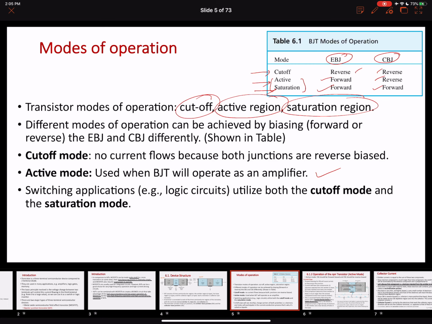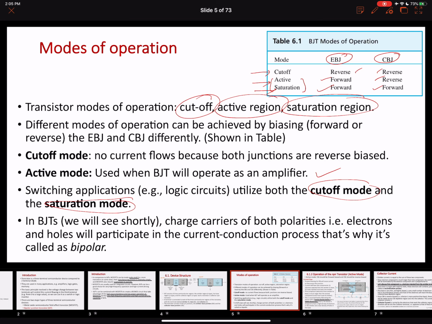The third mode of operation is the saturation operation, in which we can use a BJT, or bipolar junction transistor, as a switch. We can switch between the cutoff mode and the saturation mode. For a MOSFET, the regions of operation to use it as a switch were cutoff and triode. Over here it is cutoff and saturation. And saturation and active are two different things in a bipolar junction transistor.